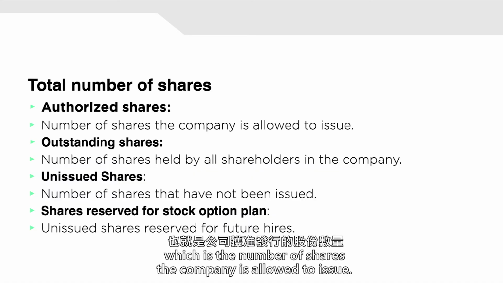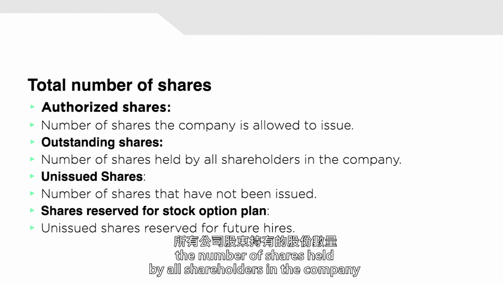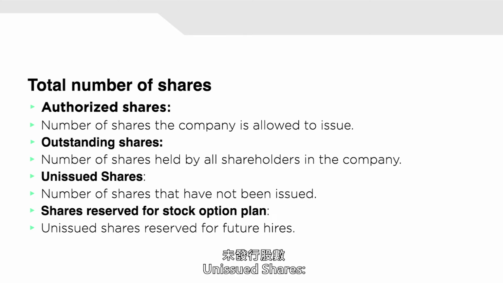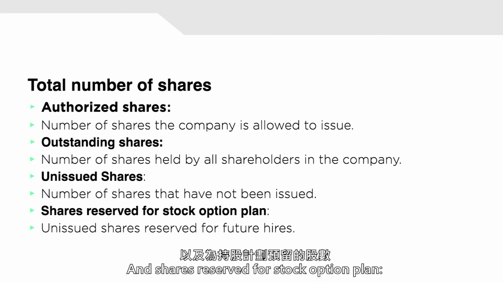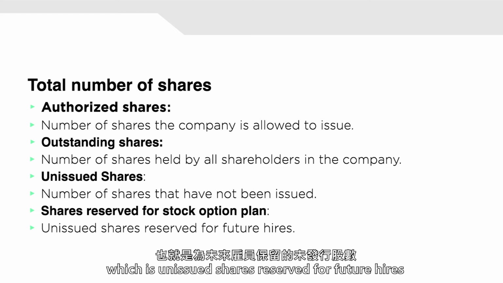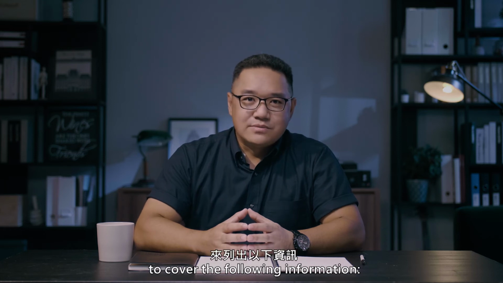Authorized shares, which is the number of shares the company is allowed to issue. Outstanding shares, the number of shares held by all shareholders in the company. Unissued shares, the number of shares that have not been issued. And shares reserved for a stock option plan, which are unissued shares reserved for future hires. And you also need a separate table to cover the following information.